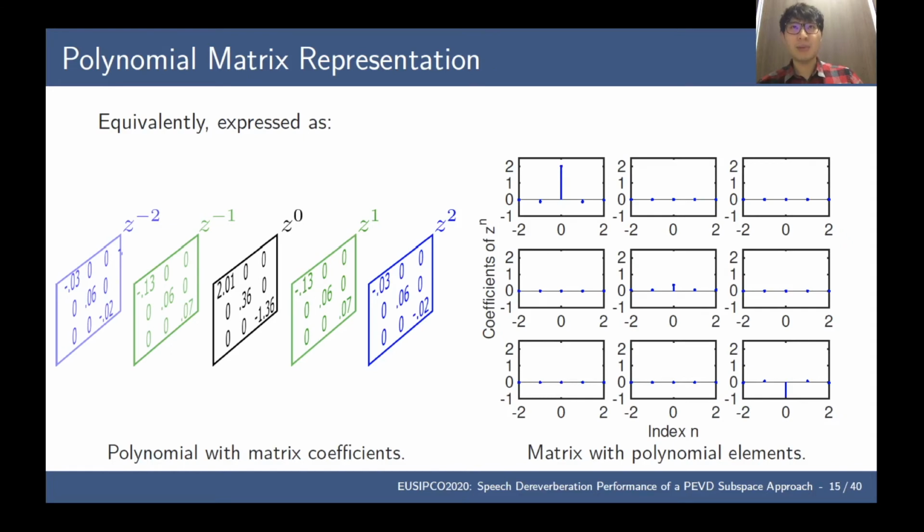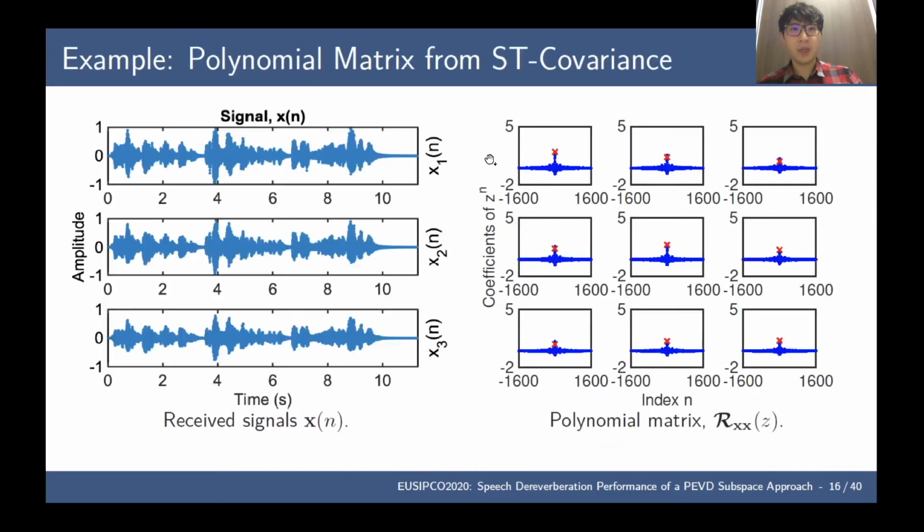An illustrative example of a polynomial matrix is shown here. On the left, we can interpret the polynomial matrix as a polynomial with matrix coefficients. Or equivalently, we can interpret it as a matrix with polynomial elements, as shown on the right. In multi-channel signal processing, one typically computes the spatial covariance matrix, which can be seen as the special case of the space-time covariance matrix when tau equals 0, marked by the red cross signs. They are computed using the inner product between the microphone signals.